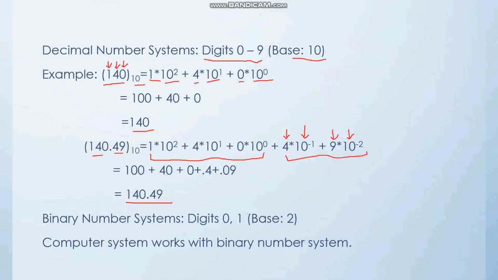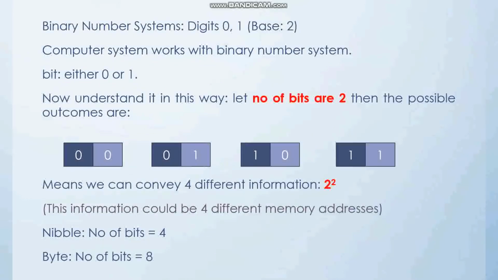Now we will talk about the binary number system. So digits are 0 and 1. So 2 digits are available in this system, so the base is 2. Computer works with the binary number system. So we are working with the computer, and computers are based on the binary number system. Computers understand binary number systems. So a bit is either 0 or 1.